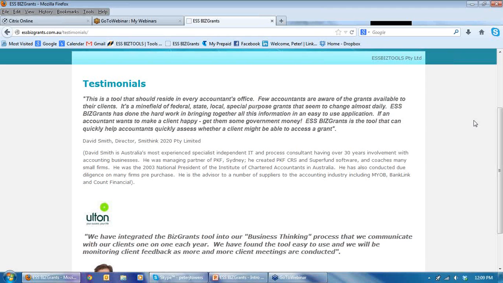This is a tool that should reside in every accountant's office, according to David. And I'm pleased to say that quite a number of accountants around Australia are agreeing with him and have been subscribing, so that you can utilise this product without having to either outsource the work to someone else and another consultant gets involved.